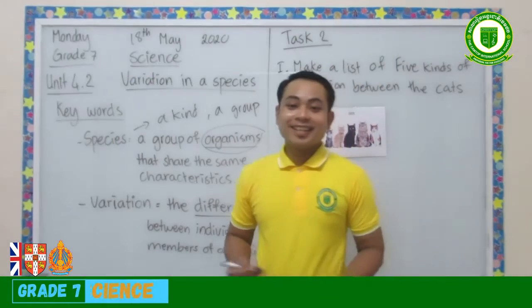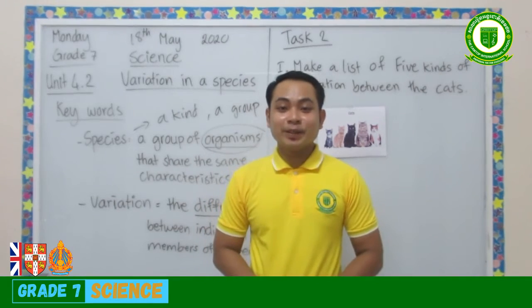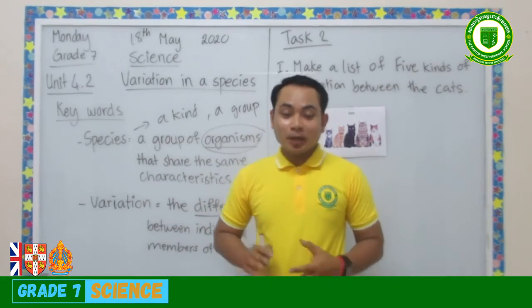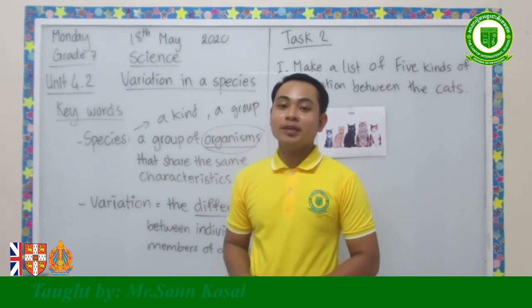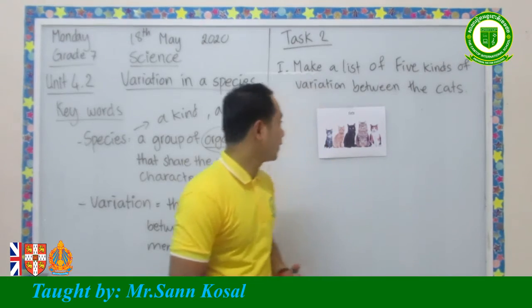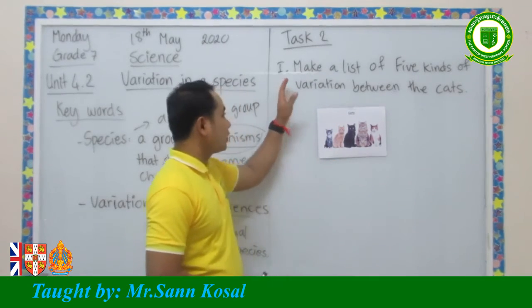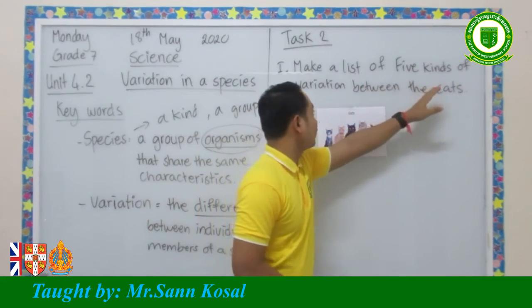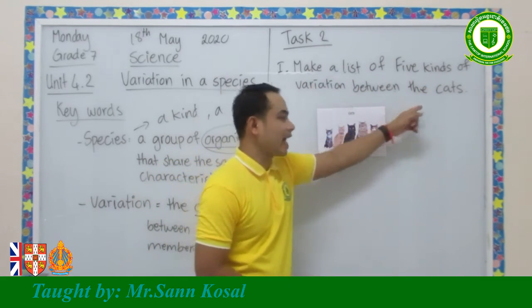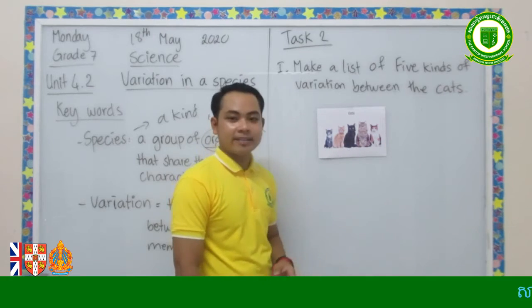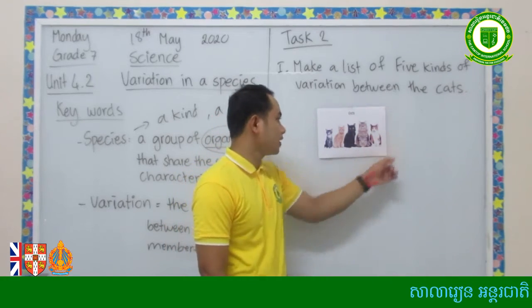Hi class, glad to see you guys again in this second video clip. Okay, so well done, you have done an amazing work with task 1. So now we're going to our task 2. In task 2 I want you to make a list of 5 kinds of variation between the cats. So how many cats are there? 5, right? This is one species.